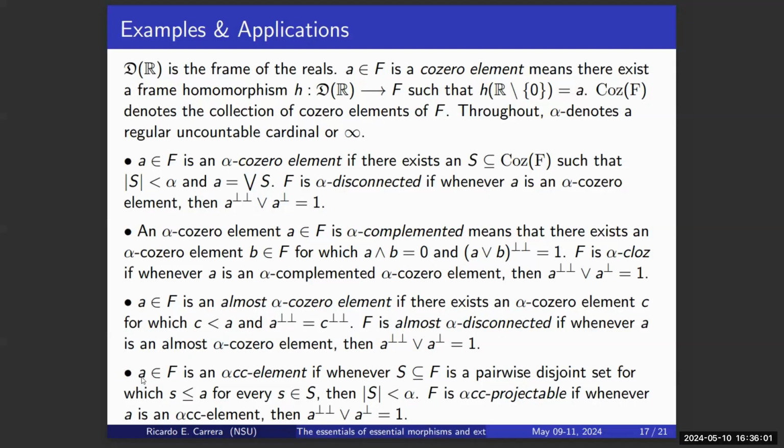And the last example here is I'm going to say A in F is an alpha CC element if whenever S is a subset of F which is pairwise disjoint, which means that if I take two distinct elements in here and I inf them, I get 0, and for which S is less than or equal to A for every S in S, then the cardinality of S is in fact less than alpha. And so we're going to say F is alpha CC projectable if whenever A is an alpha CC element, then A perp sup A perp equals 1.